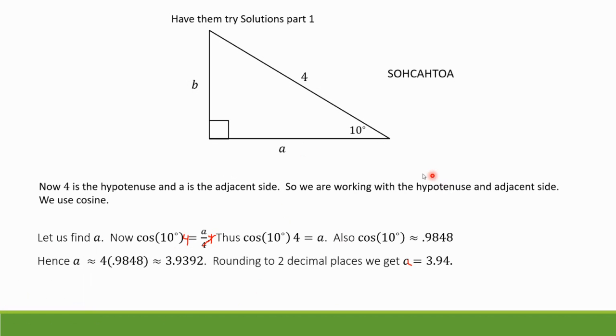Okay, what about B, though? Well, B is the opposite side. We have hypotenuse and opposite, opposite the angle. So what do we use? Well, opposite and hypotenuse, we're going to use sine.